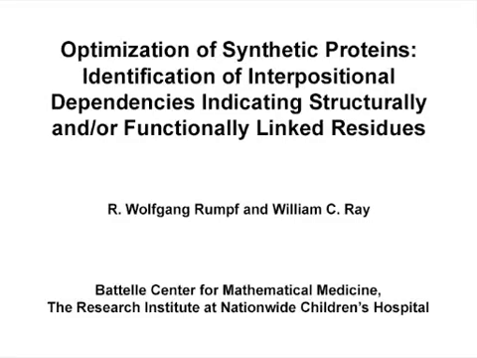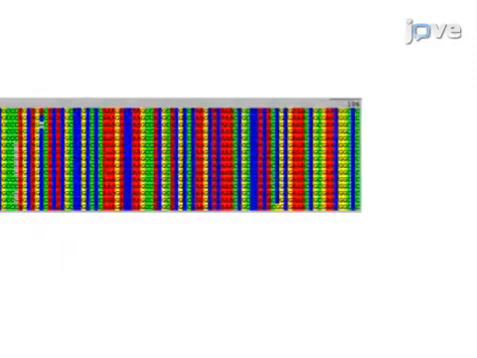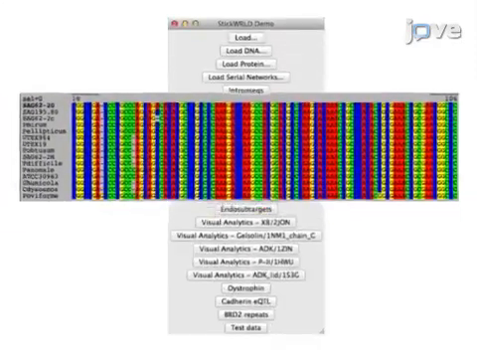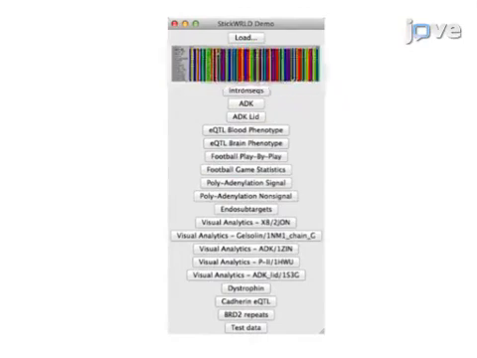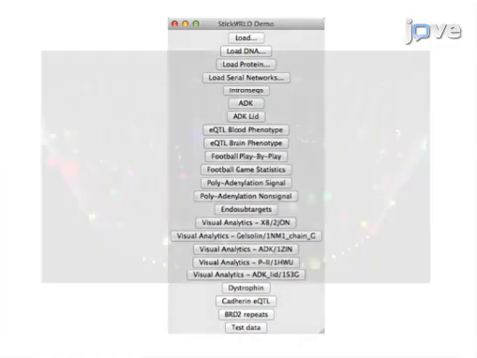The overall goal of this procedure is to identify co-evolving residues in protein alignments that imply interpositional dependencies, or IPDs. This is accomplished by first loading the alignment into StickWRLD, which is a visual analytics tool that creates an interactive 3D representation of a protein alignment and clearly displays covarying residues.